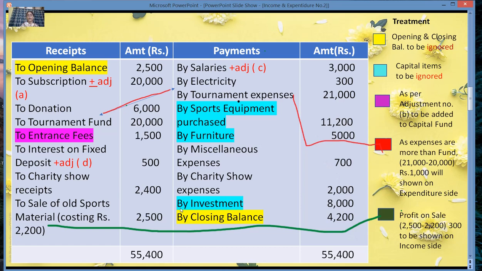Okay, now how do we prepare it from receipts and payment account? Let's discuss. The first rule is, when we prepare our income and expenditure account from receipts and payment account, we have to ignore the opening and closing balance. So this is denoted by the yellow color. To opening balance 2,500, by closing balance. The opening and closing balance is to be ignored.